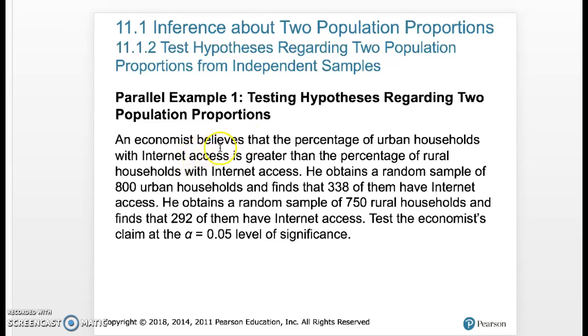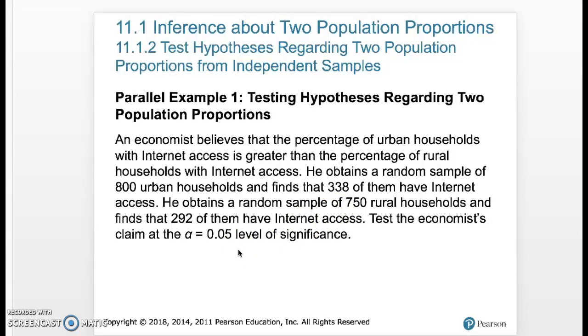An economist believes that the percentage of urban households with internet access is greater than the percentage of rural households with internet access. He obtains a random sample of 800 urban households and finds that 338 of them have internet access. He obtains a random sample of 750 rural households and finds that 292 of them have internet access. Test the economist's claim at the alpha equals 0.05 level of significance.